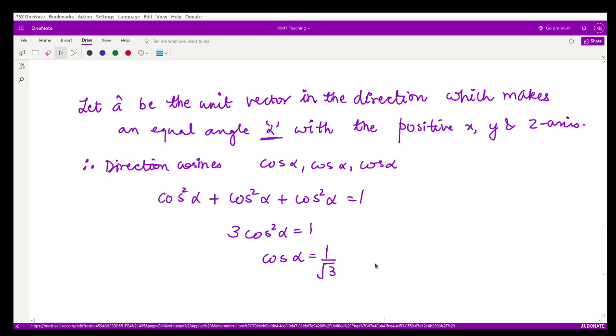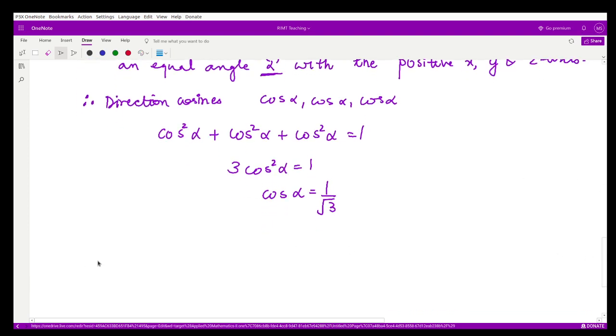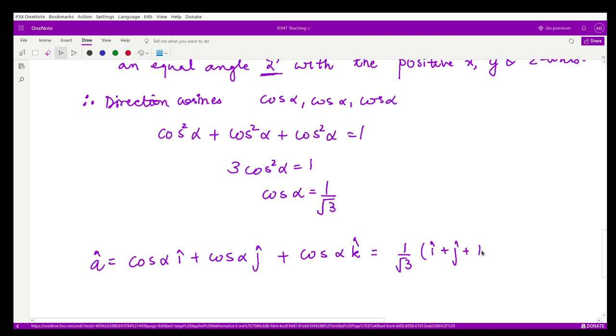So basically your direction in which you wanted to calculate the unit vector would be equal to cos alpha i cap plus cos alpha j cap plus cos alpha k cap. So this becomes equal to 1 by square root 3 times i cap plus j cap plus k cap. So this is the unit vector in the given direction.